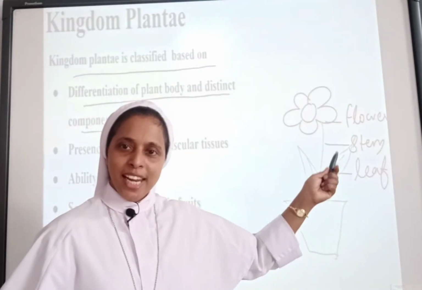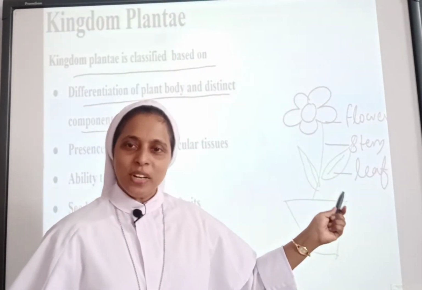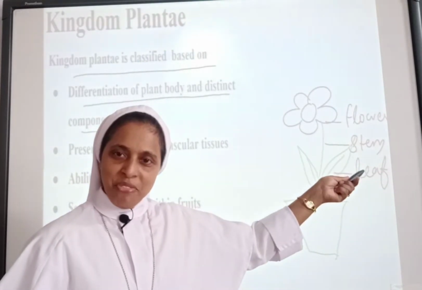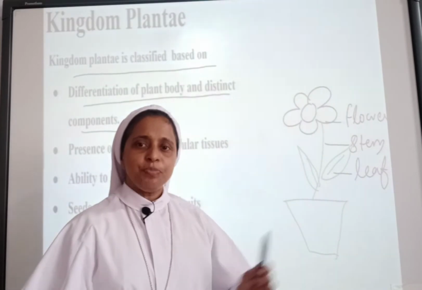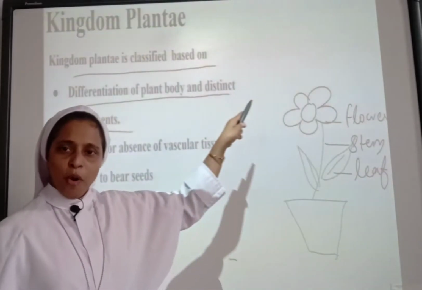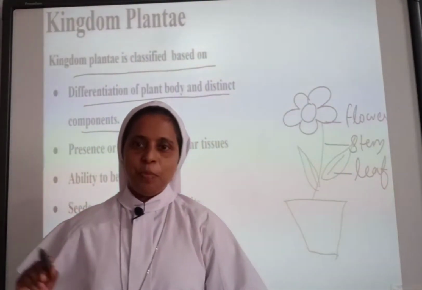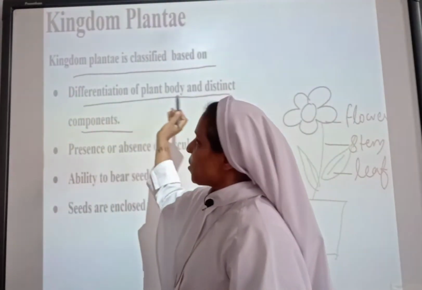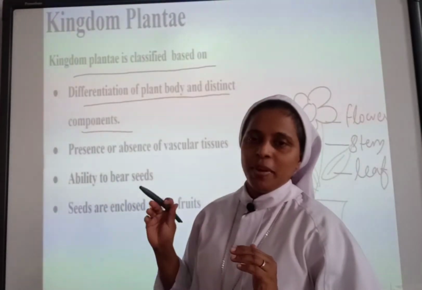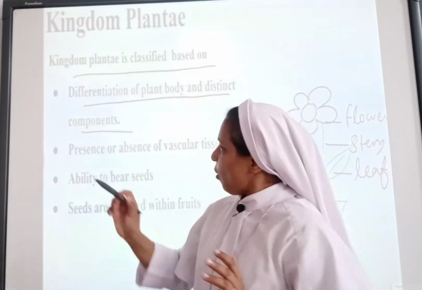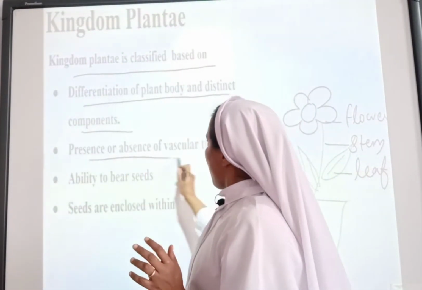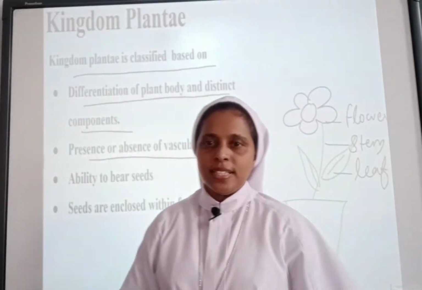So here we have three main components in a plant. What are the three components? So it has a flower, it has a stem, it has a leaf, in this way. So I hope that the first point is clear to you all. The first point is the differentiation of plant body, and it will be having distinct components. So coming to the next point, presence or absence of vascular tissues.